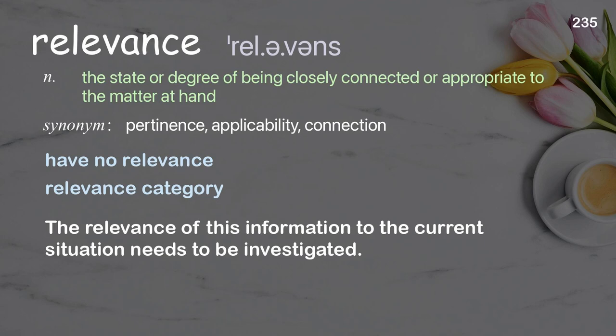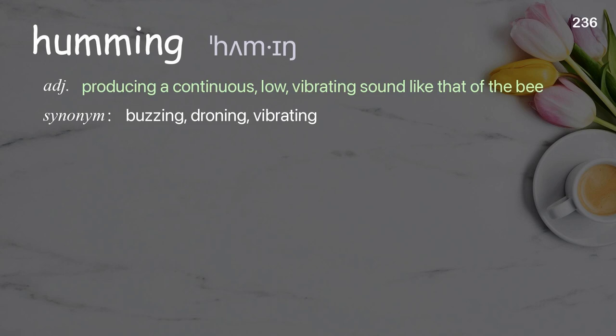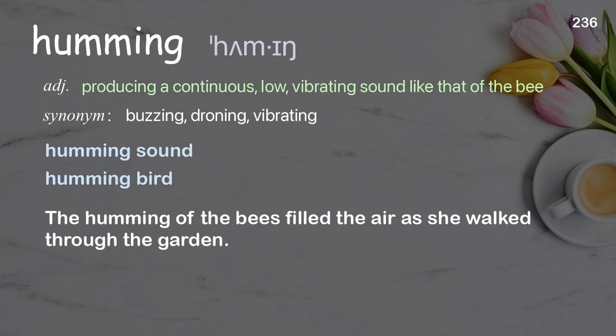Humming. Producing a continuous, low, vibrating sound like that of the bee. Examples: humming sound, hummingbird. The humming of the bees filled the air as she walked through the garden.